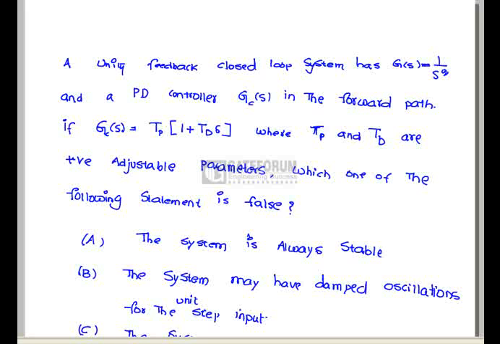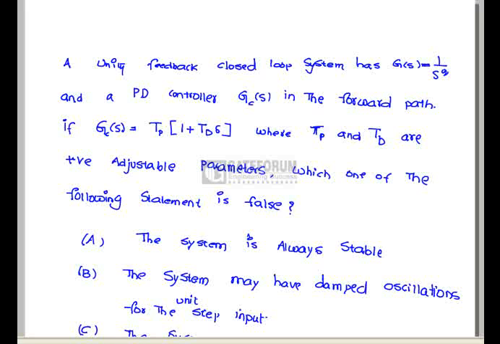Coming to statement A, the system is always stable. See, in the forward path we have added a proportional derivative control. That means it adds a zero to the open loop system, and adding a zero improves the stability of the system. So statement A is true.